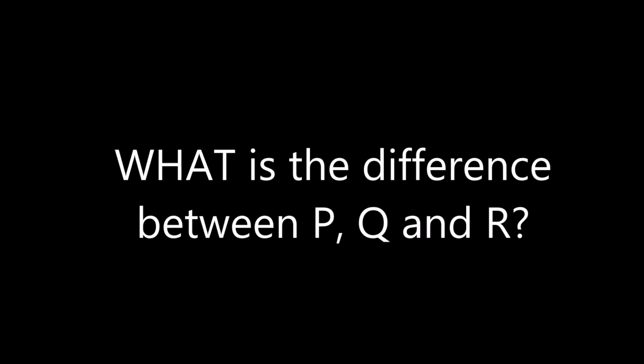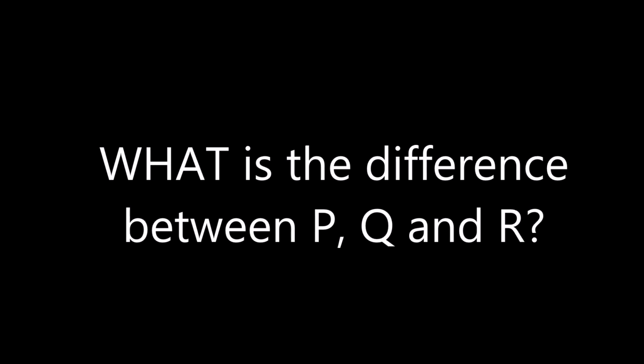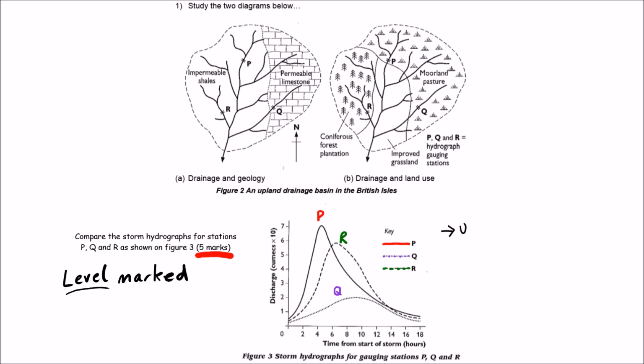Now, all you have to do for this question is to say how P, Q and R are different from each other. You don't need to explain why they're different, you just need to describe the graphs, okay? So don't try and put in any explanation. If you're not sure about this, just look ahead to the next question and you'll see why. So to get up to level 2, the first thing you should try to do is use keywords. For example, instead of saying that P has the highest water level, you might say that it has the highest peak discharge and use that key phrase.